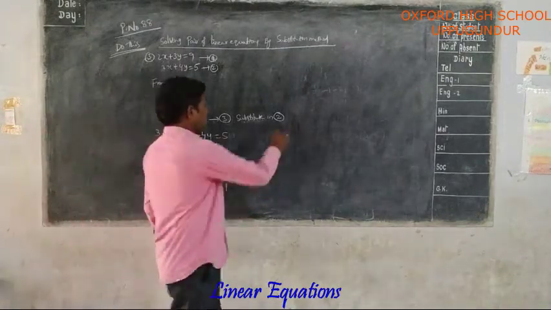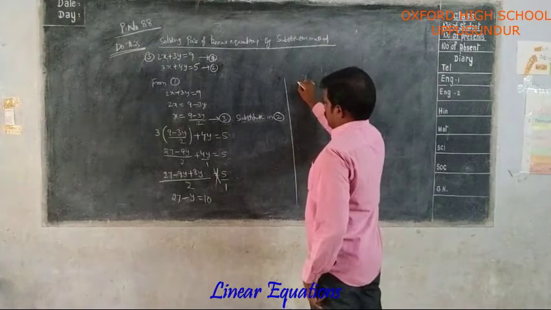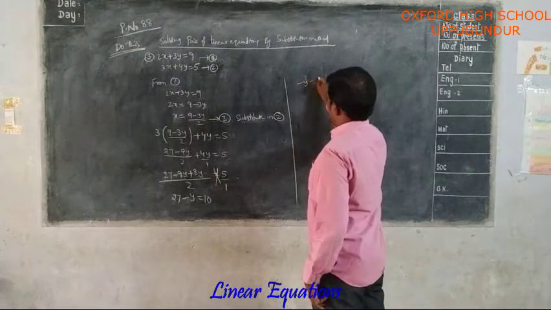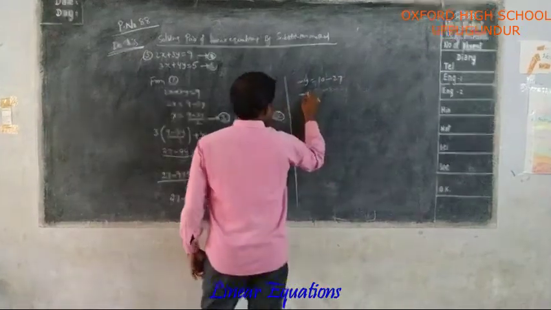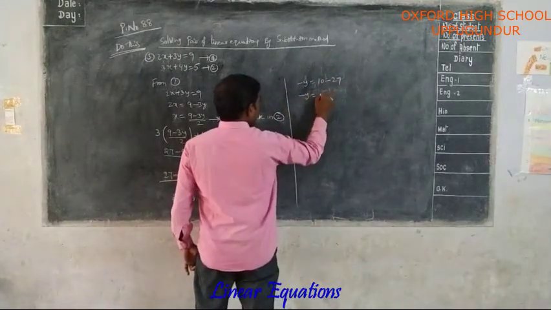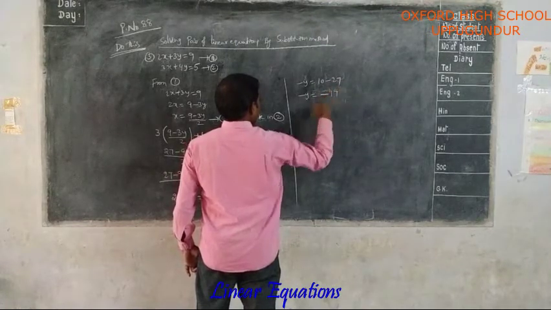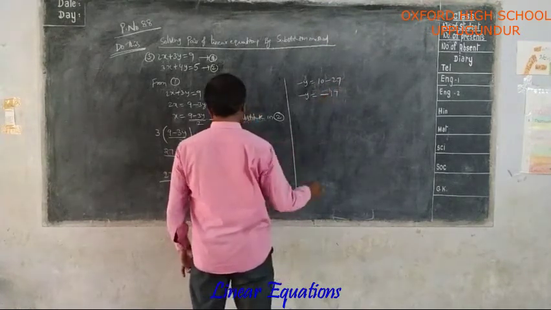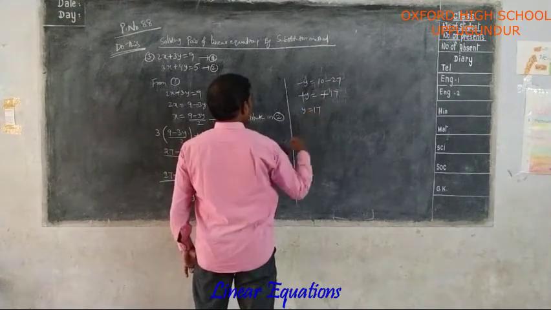So from this, minus y equal to 10 minus 27. So minus y equal to, here these two negative is greater, 27 minus 10, 17. Minus minus gets cancelled, y equal to 17.